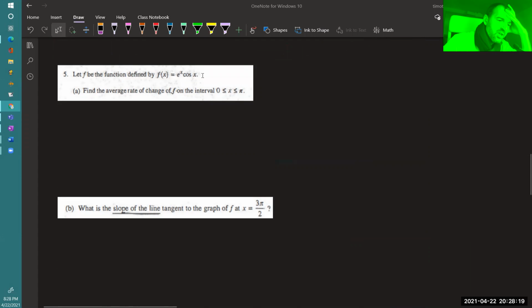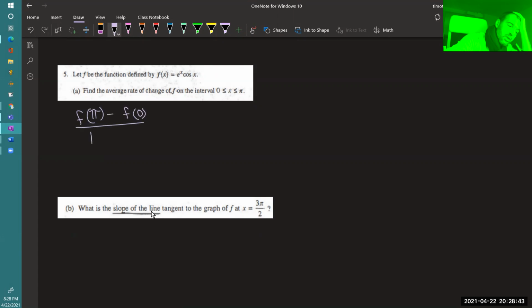So question is, here, they give us a function, f of x. It's pretty easy. Find the average rate of change. Okay, so we know that the average rate of change is going to be the difference quotient, right? So my average rate of change is going to be f of pi minus f of 0 over pi minus 0, okay? Now, that's pretty simple. So I'm going to go ahead and do my f of pi. So it's e to the pi cosine pi minus f of 0 is e to the 0 cosine 0.